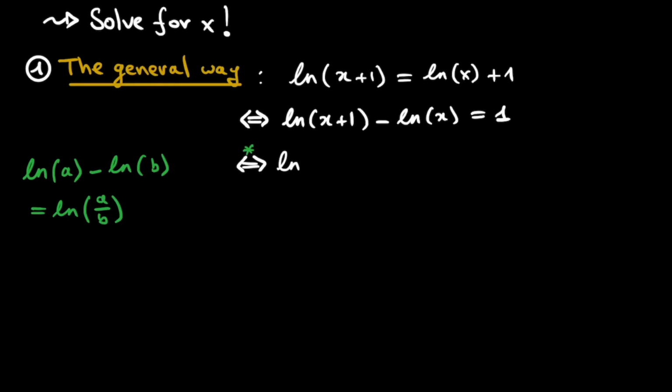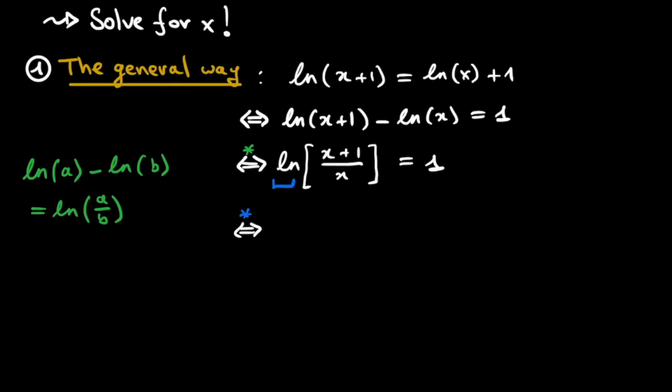So we get the logarithm, open the brackets, of x plus 1, which is this term, and then we divide it by the second one, because we have a minus sign here. We divide this by x, and this has to be equal to 1. In the next step, we're going to get rid of this logarithm on the left-hand side.